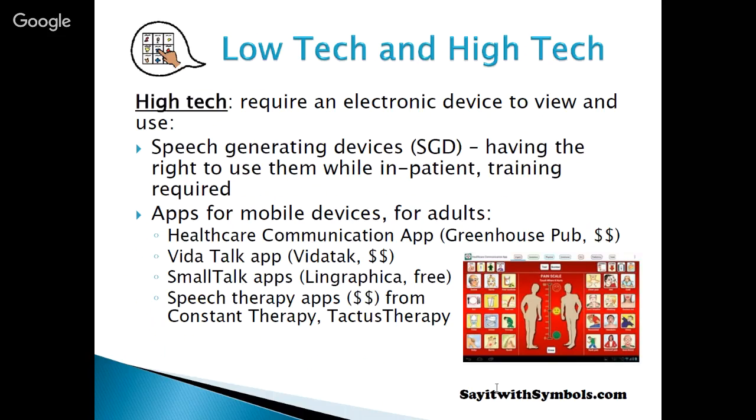They are free. And then there are a lot of speech therapy apps for both children and adults. The ones that seem particularly useful for adults are from Constant Therapy and Tactus Therapy. There's usually a fee associated with those.